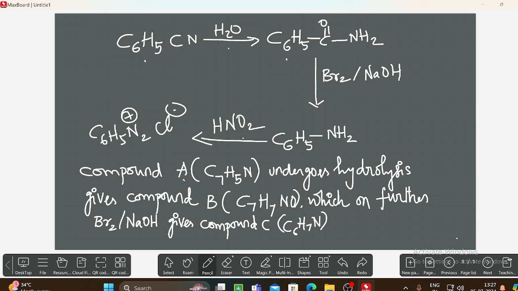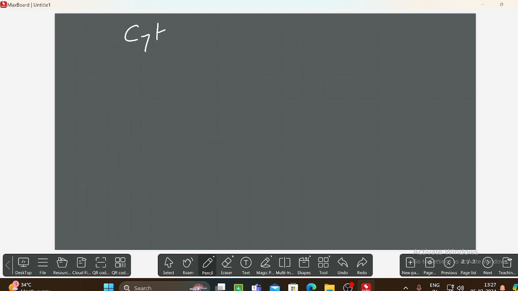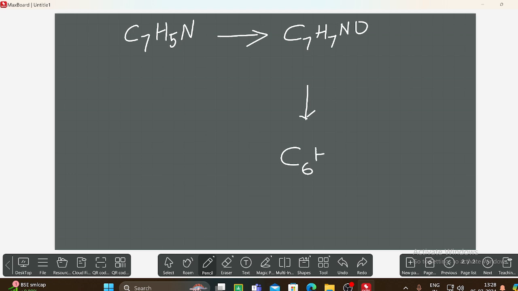See, first compound is C7H5N. If the formula is given, you are very lucky. No need of any concepts. And what is the formula for B? C7H7NO. Then C formula C6H7N. Am I right? These are the formulas given. Now I don't know anything about amines. I know only the basic things of carbon, hydrogen, that's all.